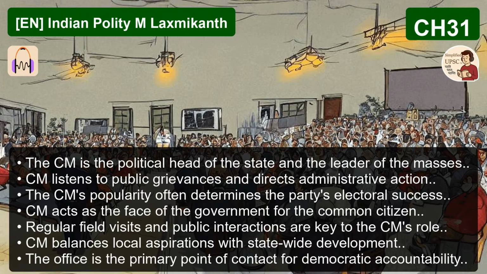So this minister acts as a dedicated advocate for tribal interests within the cabinet. That's the idea, to ensure that their unique needs concerning land, culture, and development are not overlooked in the policymaking process. And this minister can also be given charge of the welfare of scheduled castes or backward classes as well.